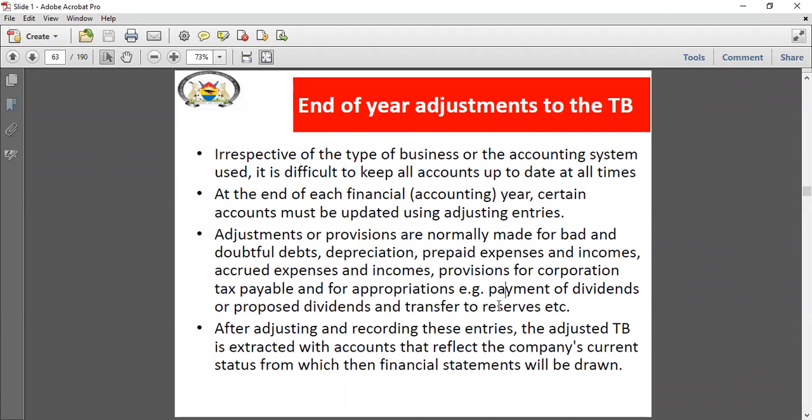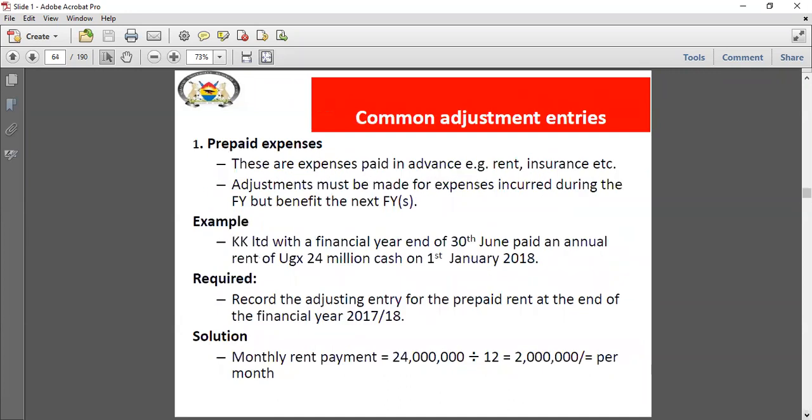So after adjusting and recording these entries, we prepare what we call the adjusted trial balance. It is this trial balance that we shall use to prepare our financial statements, because at that point in time, we believe that whatever we're going to use to prepare the financial statements truly represents the organization at hand. So very important for us to get that.